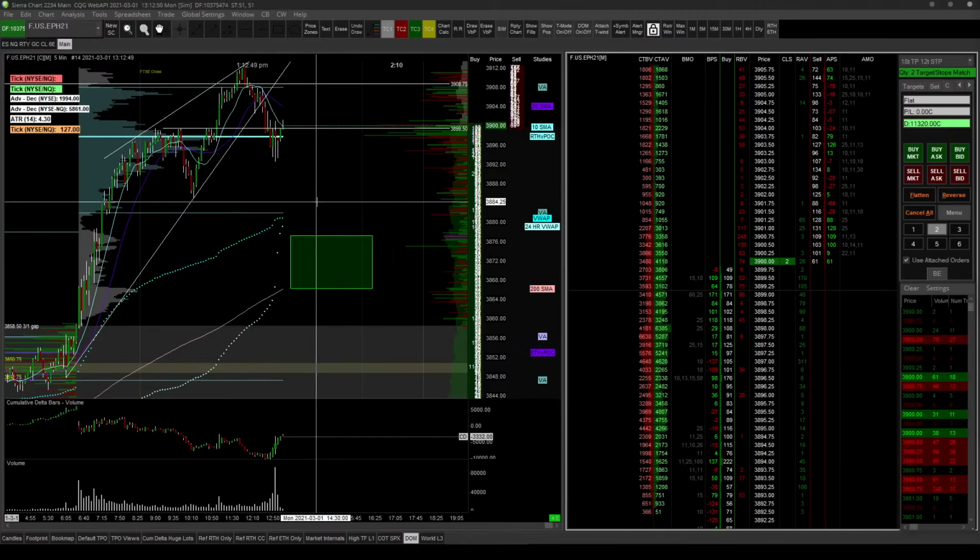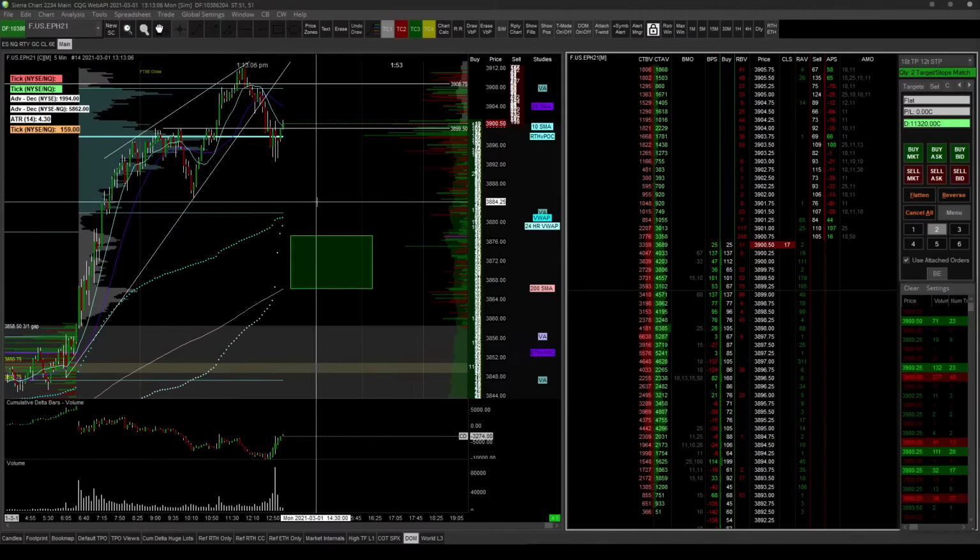I think I have four cores on my processor, and that's what Sierra Chart recommends, I think, as a minimum. But I have no issues. I do have... sorry, let me move my mic away.